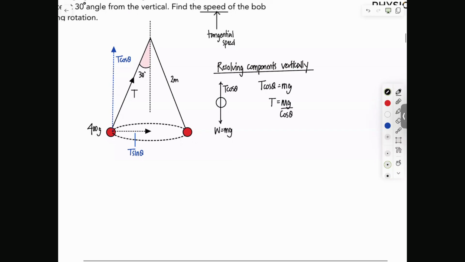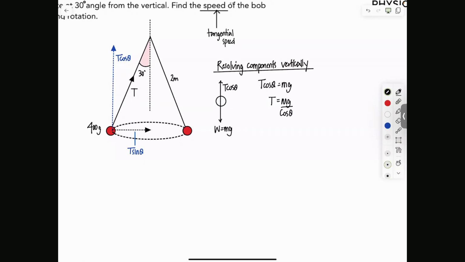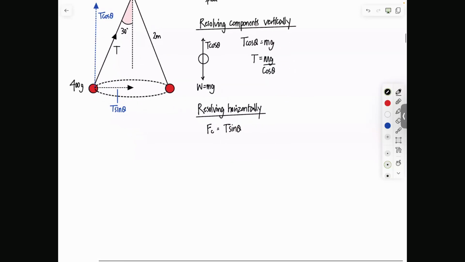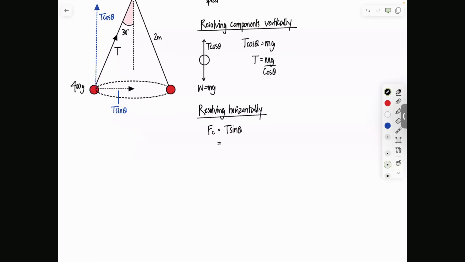I'll show you an interesting derivation here. Everyone look at the screen and copy it later. T equals mg divided by cos theta. Now, resolving horizontally, what can I find? The centripetal force, right? So resolving horizontally, centripetal force must be equal to what? T sin theta. And what is T that we found earlier? Mg divided by cos theta. So if I place it here, mg divided by cos theta times sin theta.